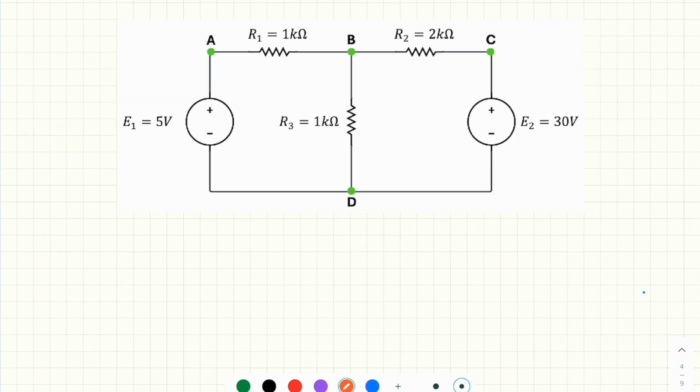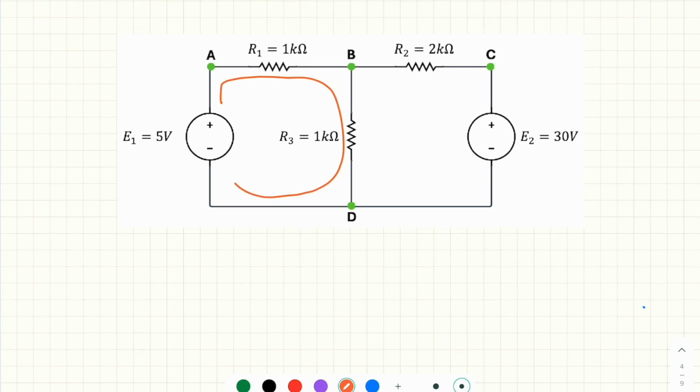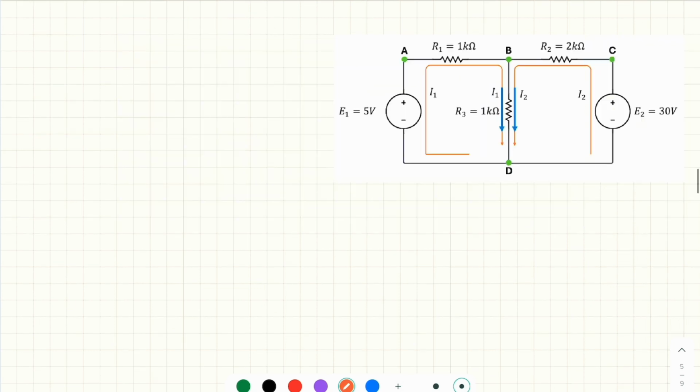This circuit has two voltage sources, E1, which is 5 volt, and E2, which is 30 volt. Now we draw mesh current 1 running clockwise, and mesh current 2 anti-clockwise. So this is what the circuit looks like with mesh current 1 and mesh current 2. Now we want to write down the KVL for each mesh current.